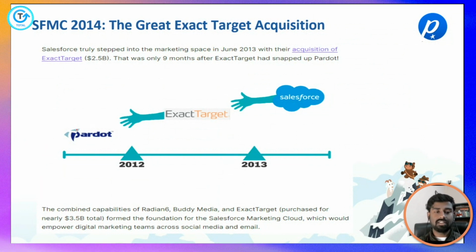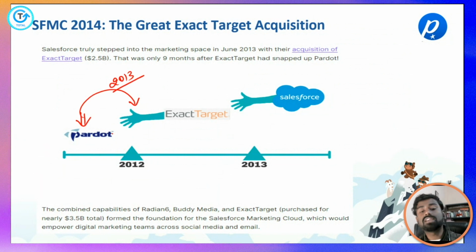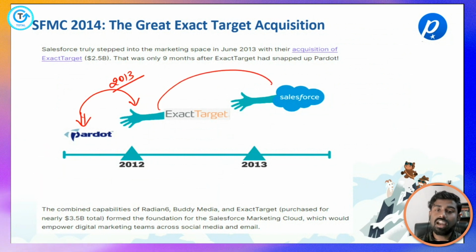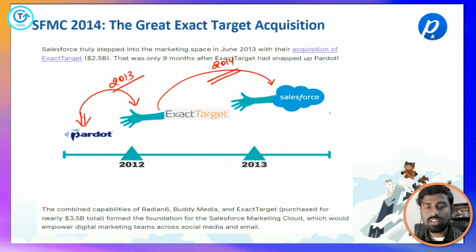So this is the Pardot company, which itself started independently and was acquired by ExactTarget in 2013. This acquisition was made by ExactTarget in 2013, and in 2014 Salesforce acquired ExactTarget and made it Salesforce Marketing Cloud. So now these are the two important tools in Salesforce Marketing Cloud that we are going to discuss.